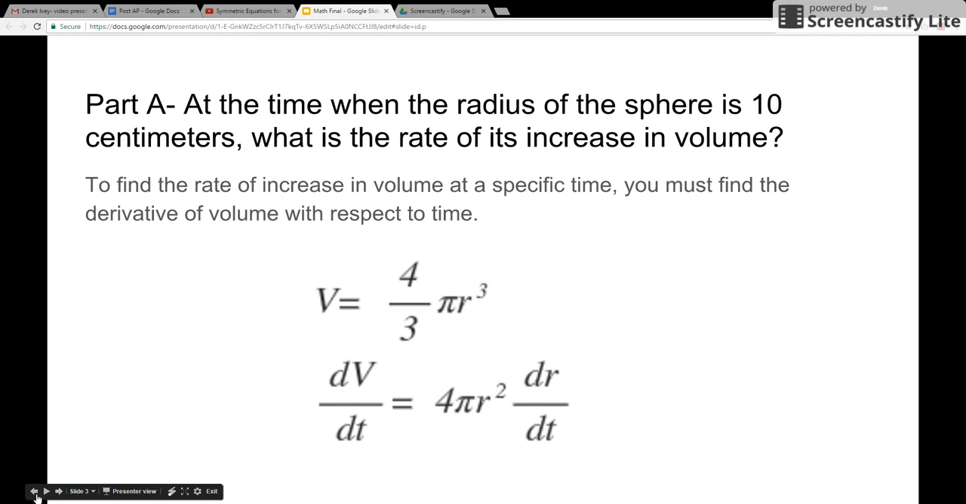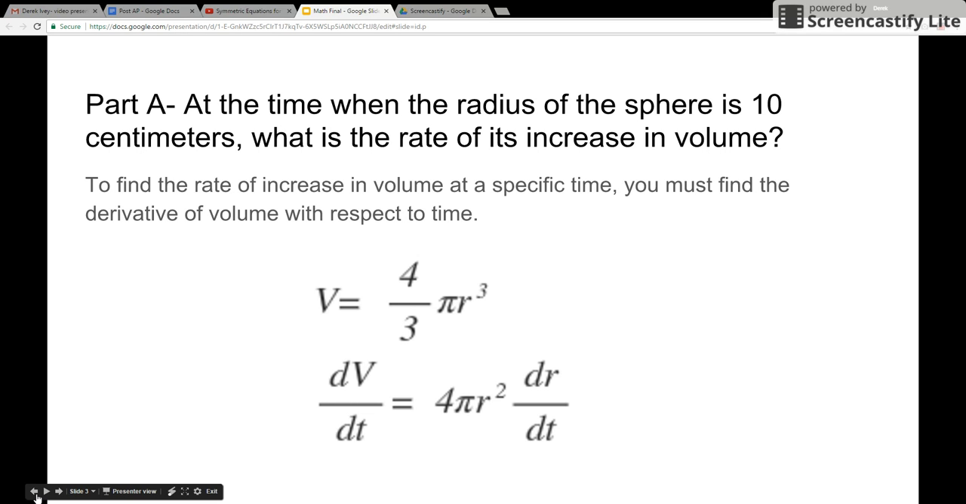So for part A, we need to find the rate at which the volume increases, and this is a rate of change problem. So, first thing I do is find the derivative of volume with respect to time. We know we need to do this because a derivative is basically finding the slope or the rate of change at a certain point in a function, and that's what we're trying to find here. We're trying to find the rate of change of volume at the point when the radius is 10 centimeters.